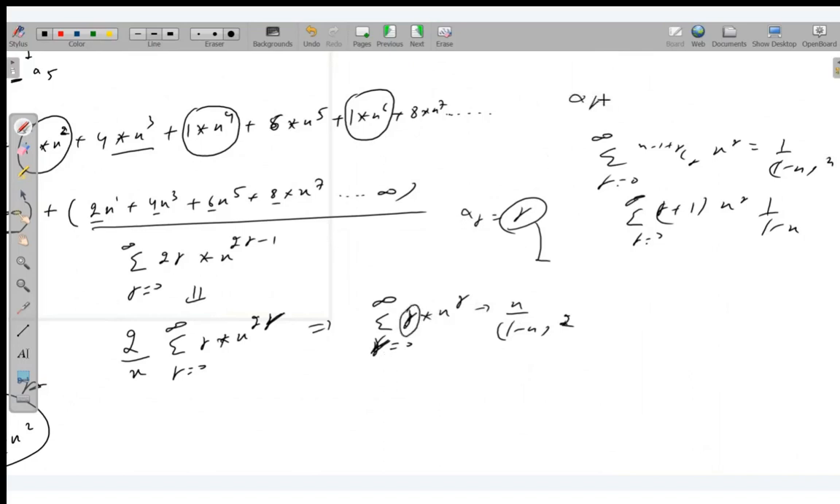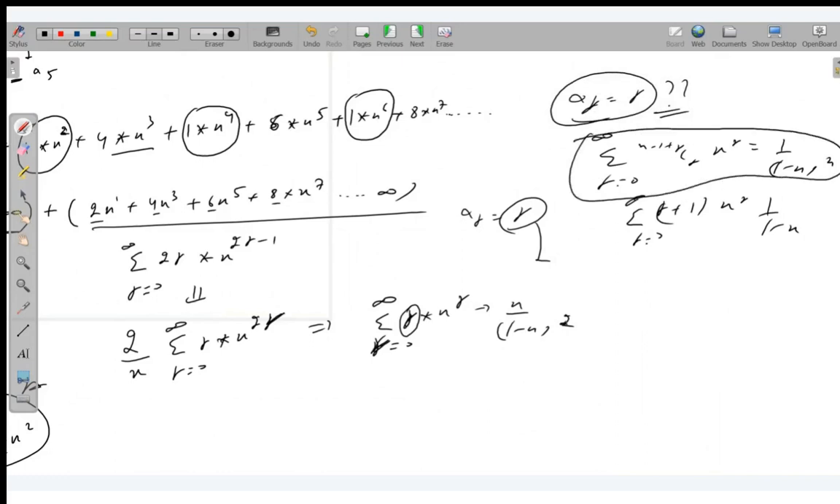Even if you are not getting it, you should get this thing: a_r is equal to r. Everything should come to your mind that okay, a_r is equal to r, we have done this kind of thing. Now you will switch to this formula, and from this formula you will get this thing. Just try to solve it. You will get x upon 1 minus x whole square. So now r into x power r, but what we want is r into x power 2r. So that is very simple.